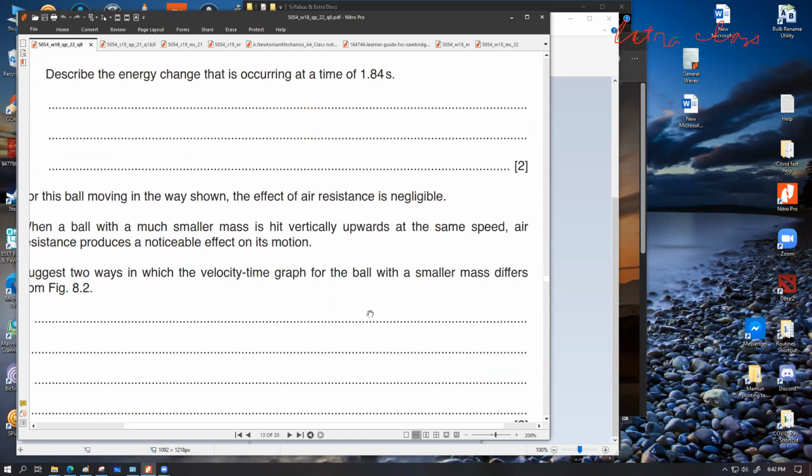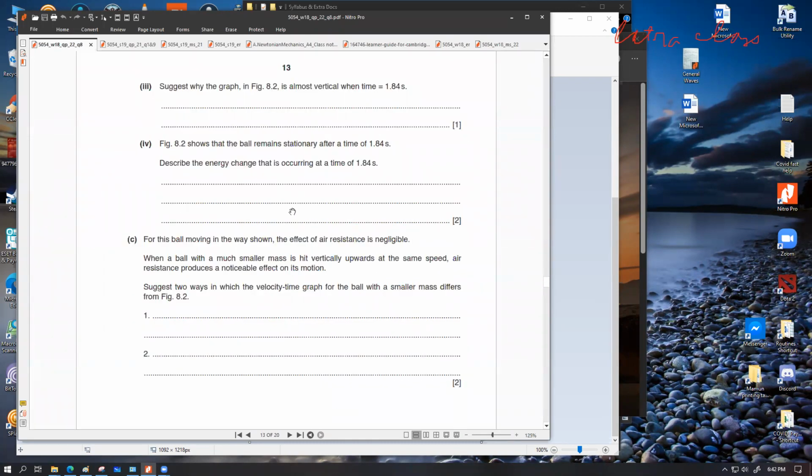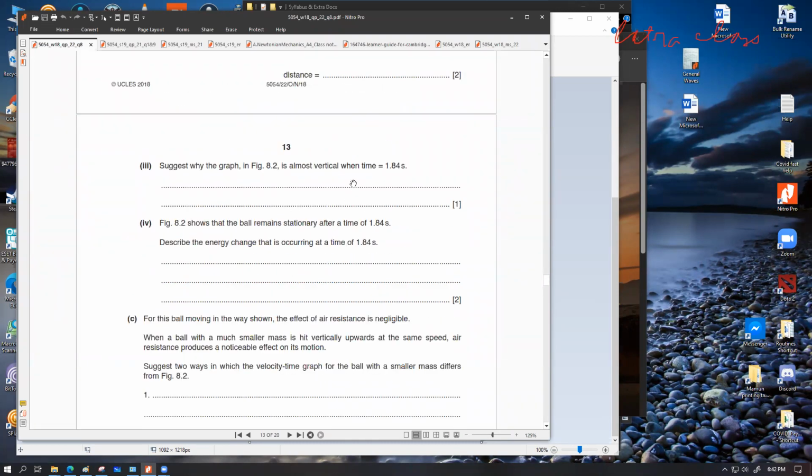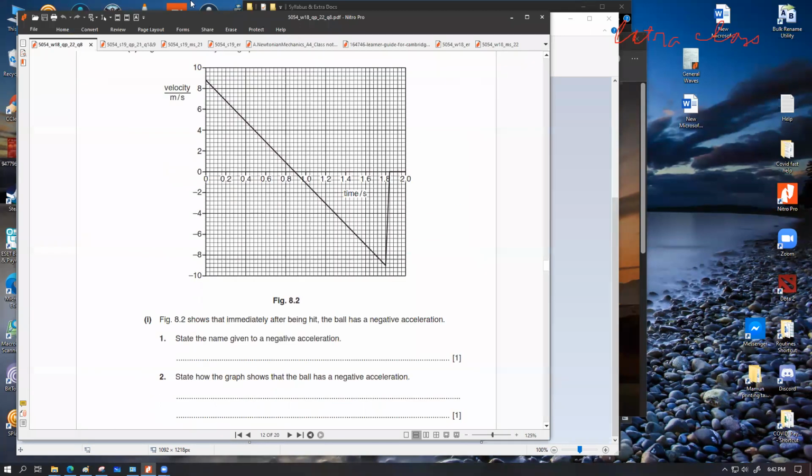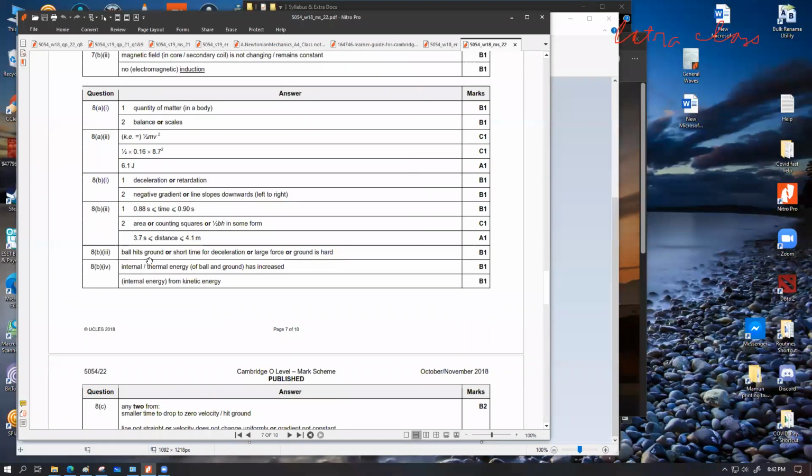Which one did we already do? This one, only 1 mark. So this is number 3. Which 3? BA3. Let's have a look. Ball hits ground, okay, 1 mark. Short time for deceleration. Wow, that's what I was saying. Large force, didn't I say that? Ground is hard. Okay.